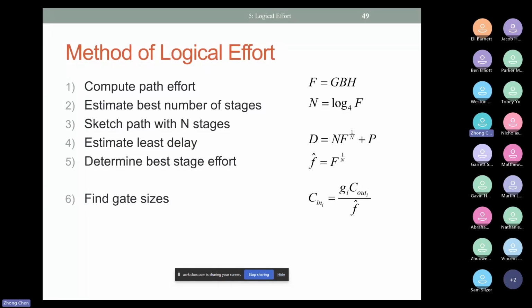Then you can figure out the logical effort, parasitic delay, and also the P and N ratio. So then you can know the PMOS size and NMOS size. Okay, so that is all the stuff.